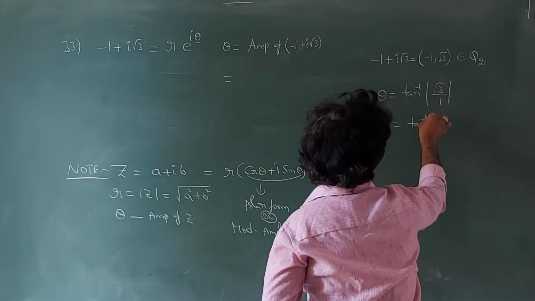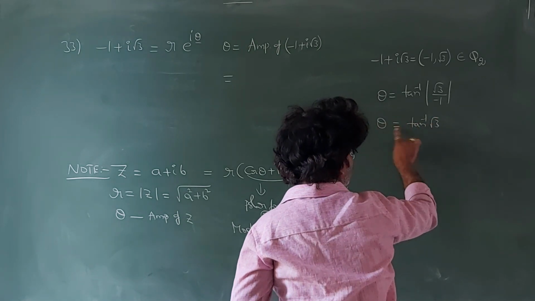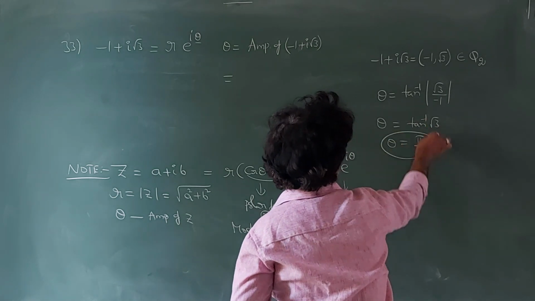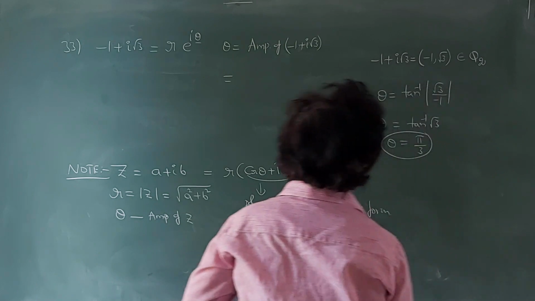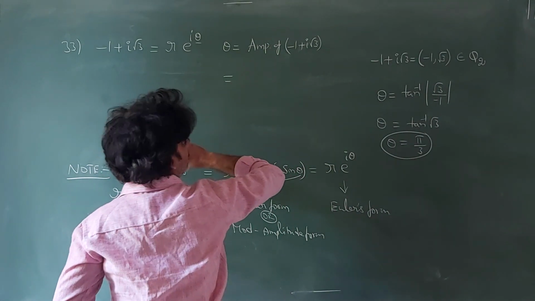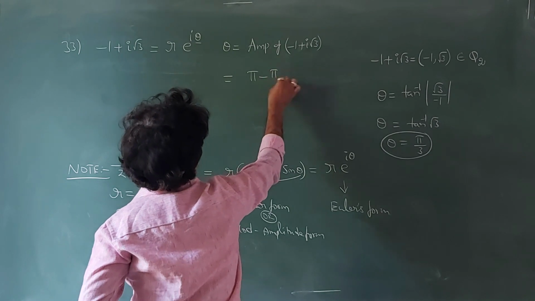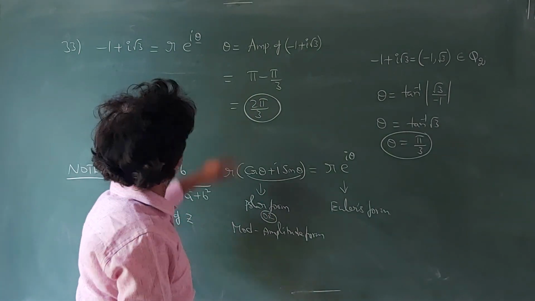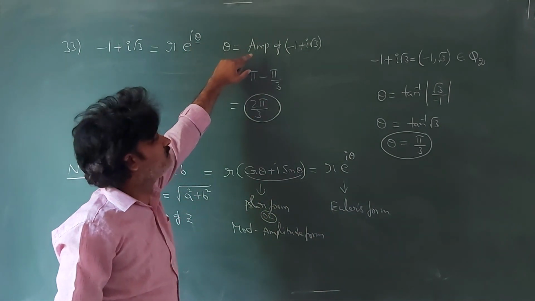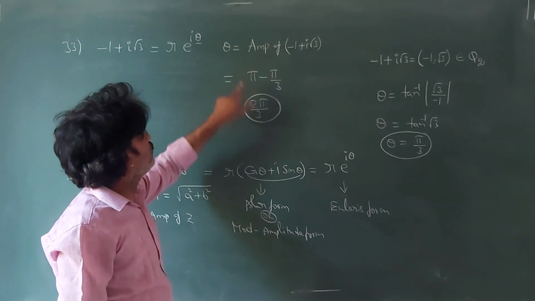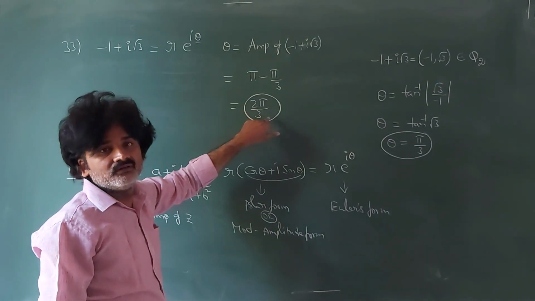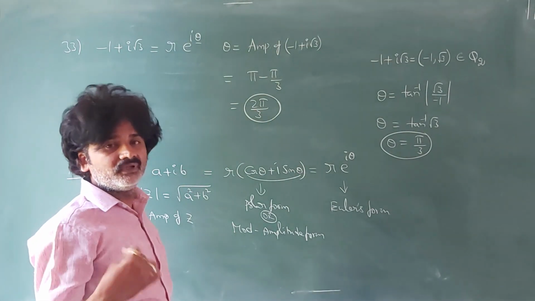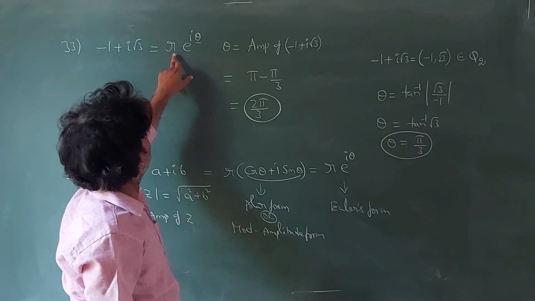Then it is tan inverse root 3. Where do you get root 3 in tan? At 60 degrees. So theta is 60 degrees. Since it lies in the second quadrant, its argument is pi minus theta, meaning pi minus pi by 3, which is 2 pi by 3. So they are asking for theta, which is nothing but the amplitude. So the amplitude or argument of the complex number is 120 degrees, or 2 pi by 3.